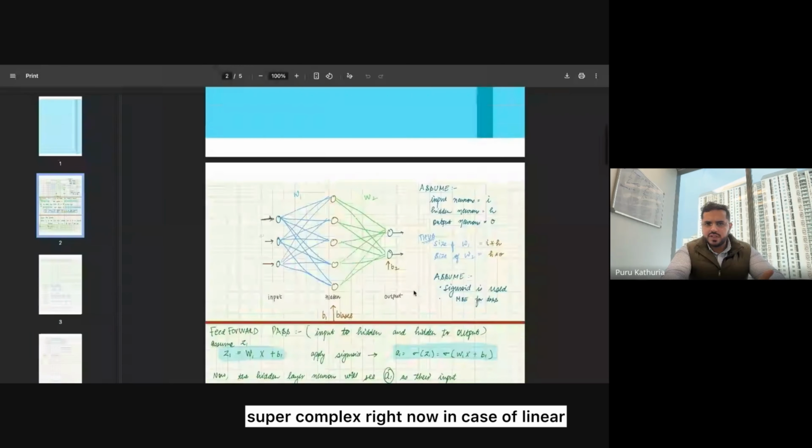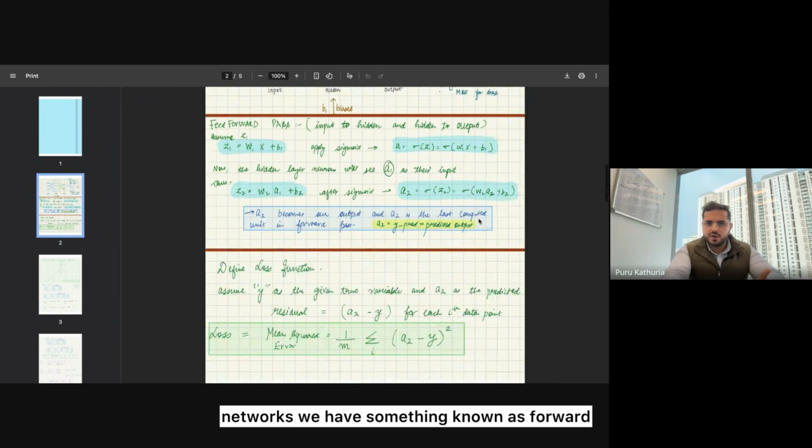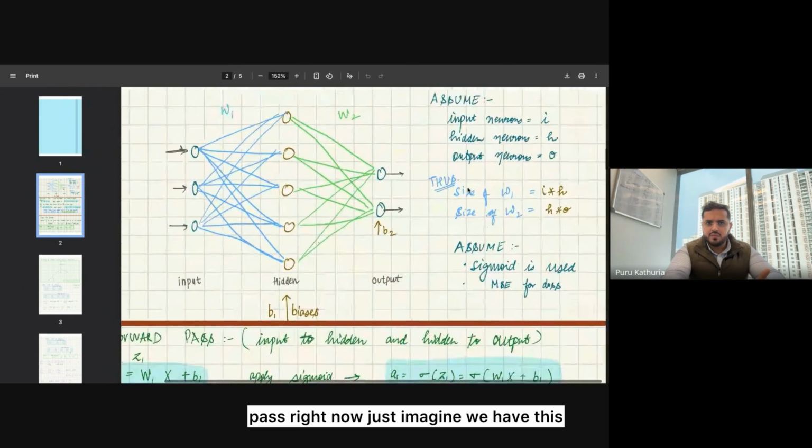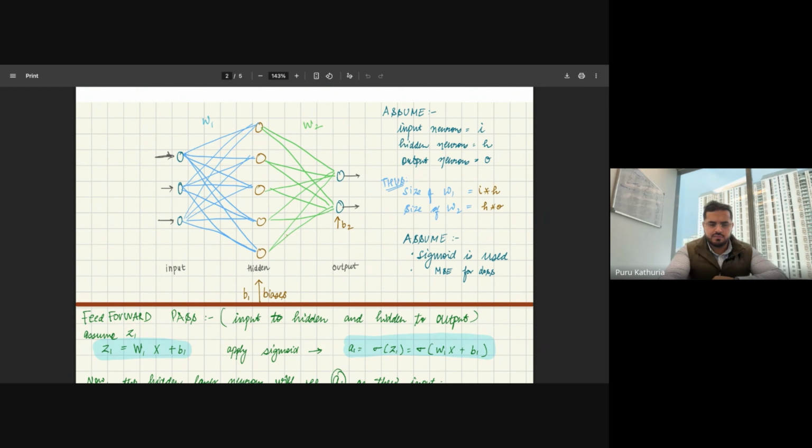Now, in case of neural networks, we have something known as forward pass, right? Just imagine we have this neural network. Now, what is this neural network? This neural network has input layer, hidden layer, and output layer, right? Now, we have a forward pass. The forward pass will have W1 and B1, the set of biases at the first layer, and then we will again do the forward pass for the next layer, which will use W2 and B2, right?